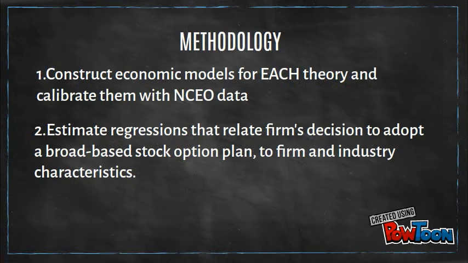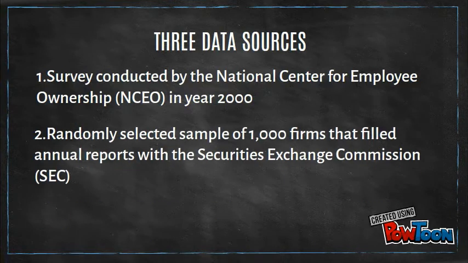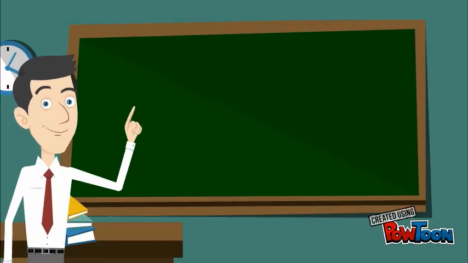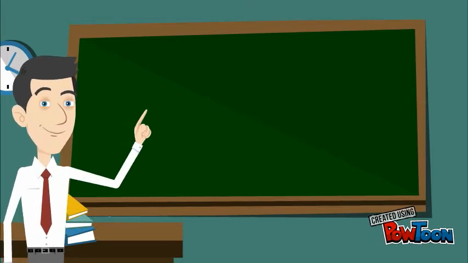Now, the authors use 3 data sources. The first one is a survey conducted in 2000 by the National Center for Employee Ownership, NCEO. The second source is a randomly selected sample of 1,000 firms from the U.S. Securities and Exchange Commission database. Last but not least, they gather data from the U.S. Bureau of Labor Statistics survey of option grants made in 1999. As a first step, they analyze the incidence of broad-based stock option plans in the economy and reveal some characteristics of the firms using these plans.